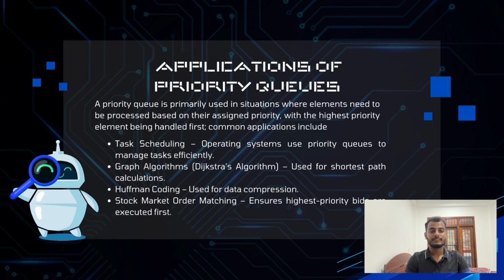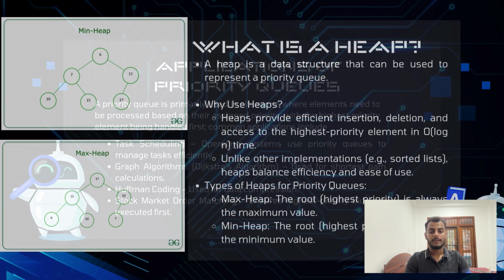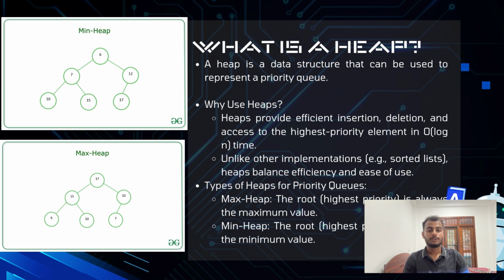Another application is Dijkstra's algorithm for finding the shortest path in a graph, where the priority queue is used to process nodes in order of their distance from the source. Huffman coding for data compression also uses a priority queue to build the optimal binary tree. These applications show how priority queues are essential for efficient task management and problem solving.